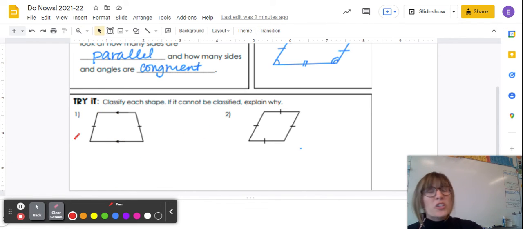Okay, we'll try that again. So these lines here are parallel, has one set of parallel lines. Well, as far as quadrilaterals go, there's only one shape that this could be.